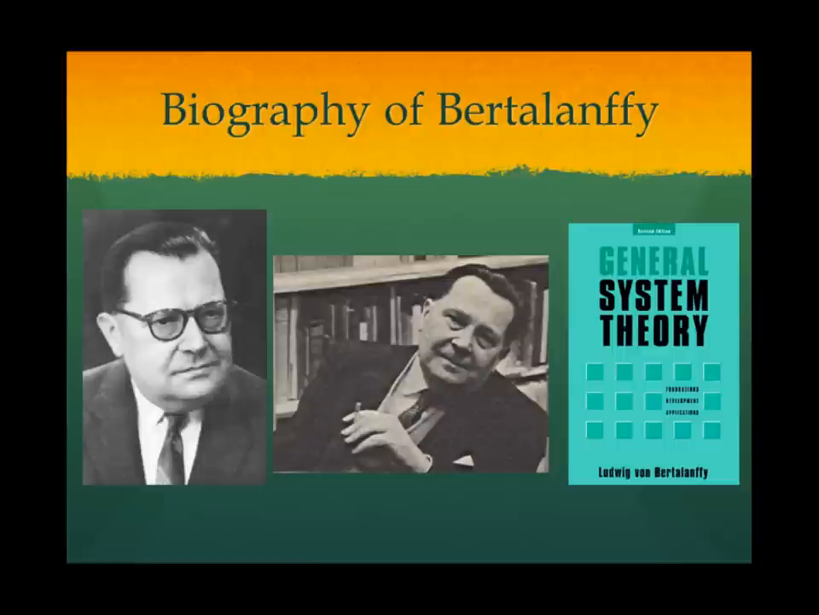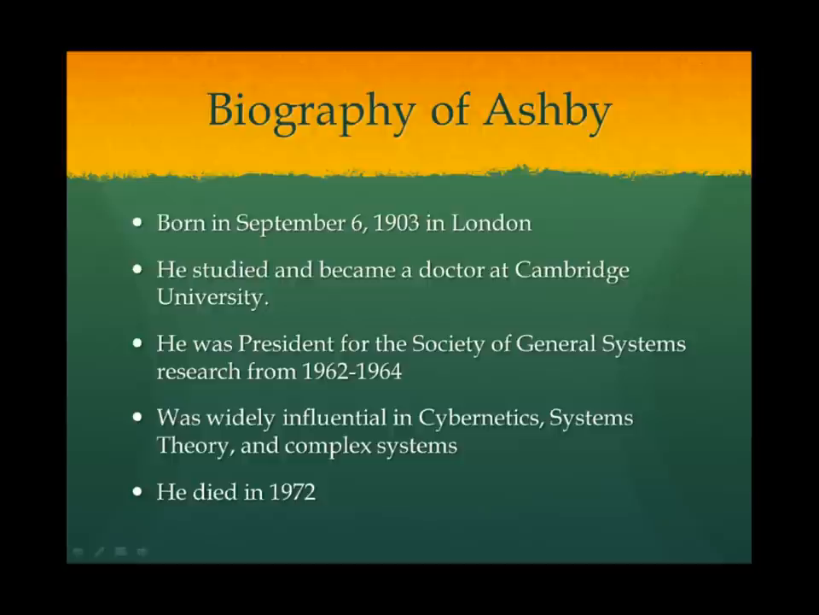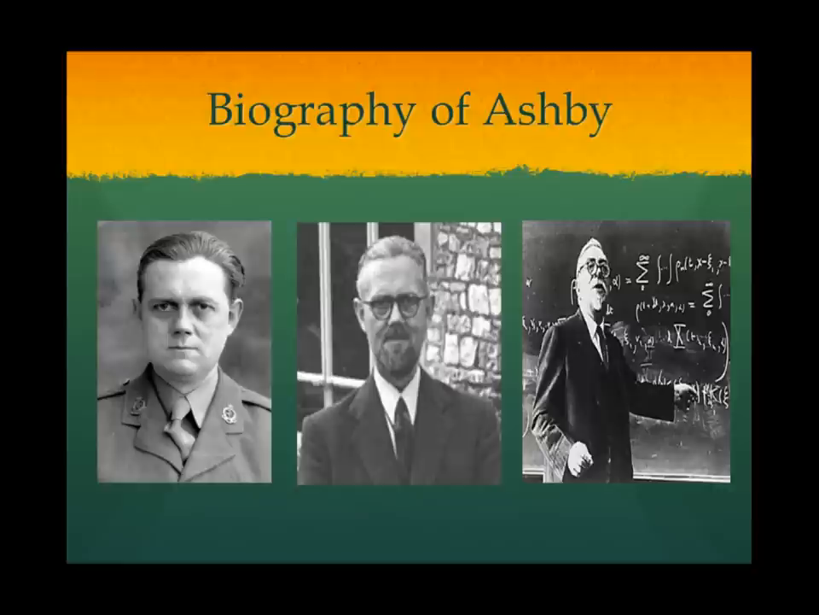And this general systems theory was later further developed by Ross Ashby. Ross Ashby was born on September 6, 1903 in London. He studied and became a doctor at Cambridge University. He was president of the Society for General Systems Research from 1962 to 1964. Also, he was widely known and influential in cybernetics, systems theory, which is what we're presenting, and complex systems. And he died in 1972. And here's a picture of Ross Ashby.